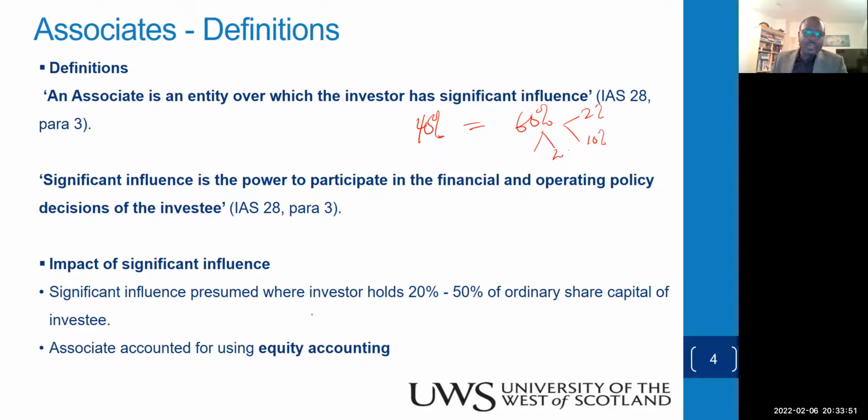Paragraph 3 of IAS 28 talks of this element of significant influence. For the purposes of our computation and analysis here, we are looking at where we hold between 20 and 50% of the ordinary shares of the investee company the parent is investing in. Now, associates are accounted for using equity accounting.